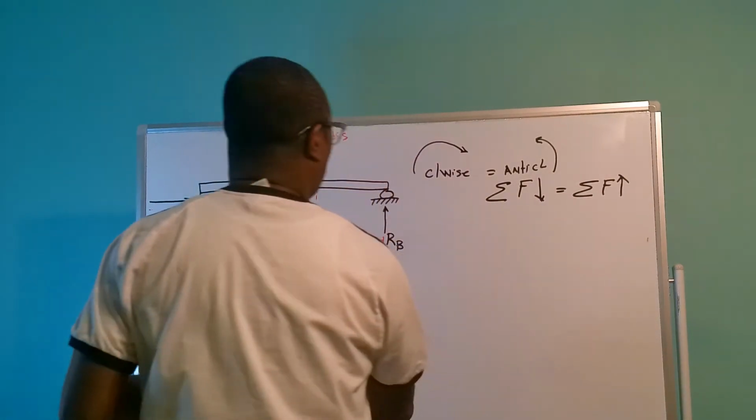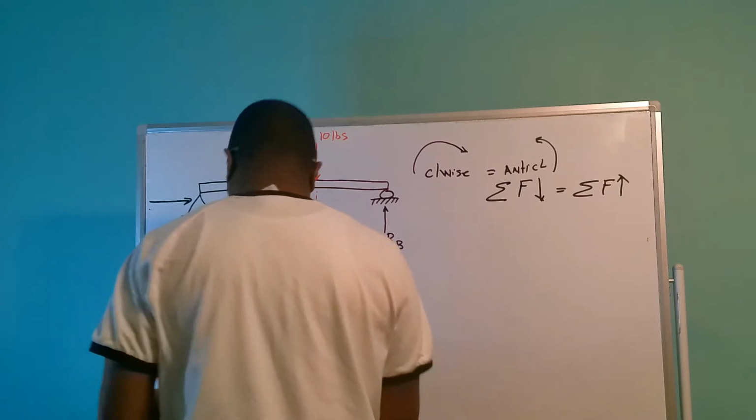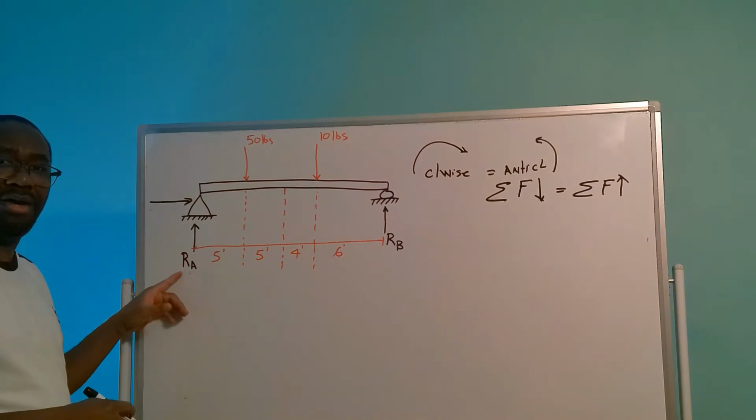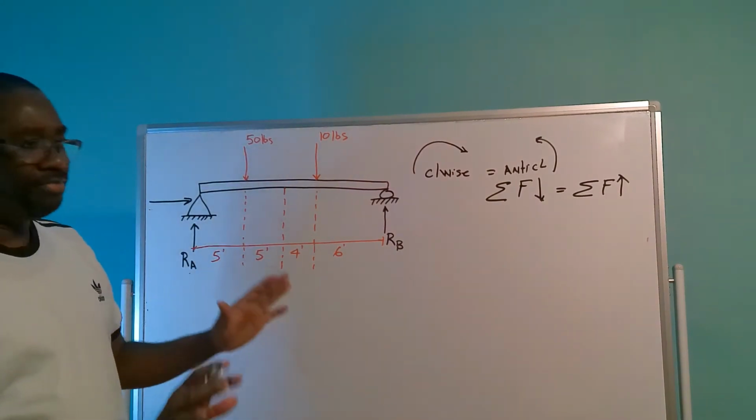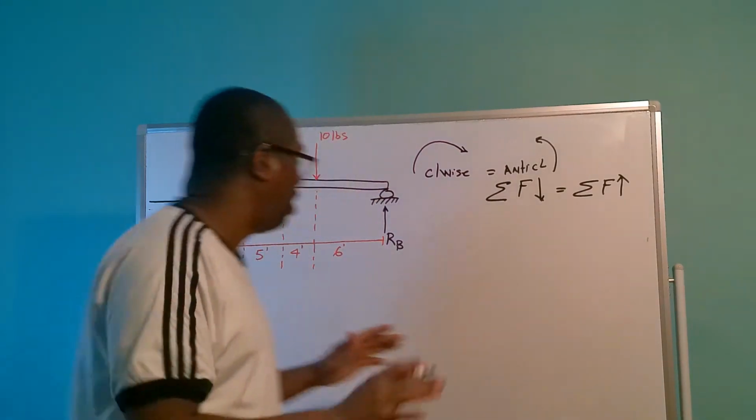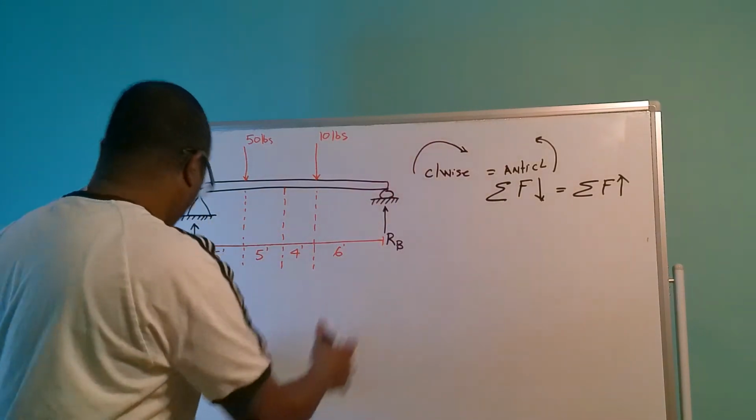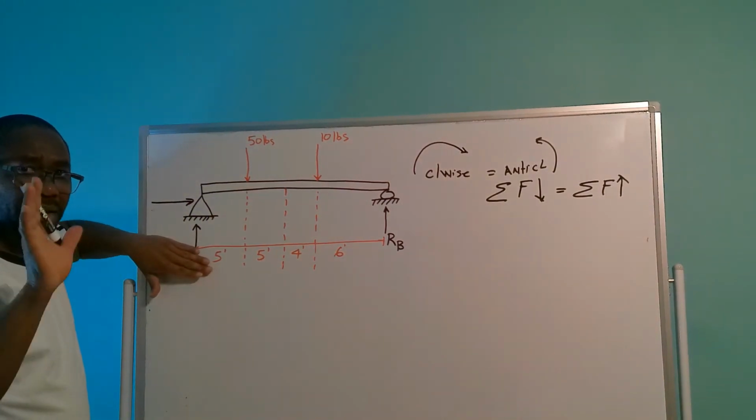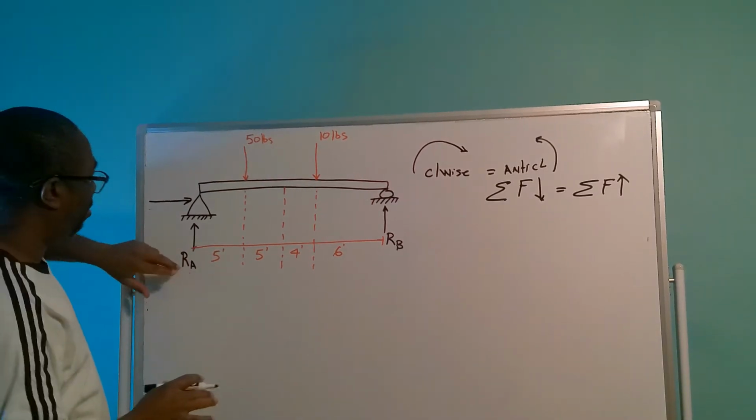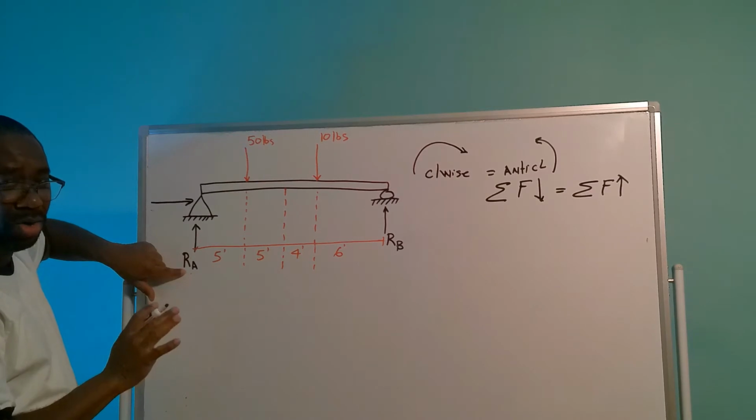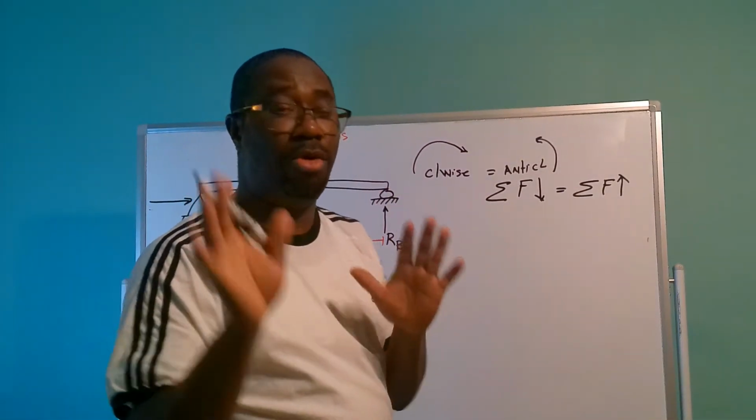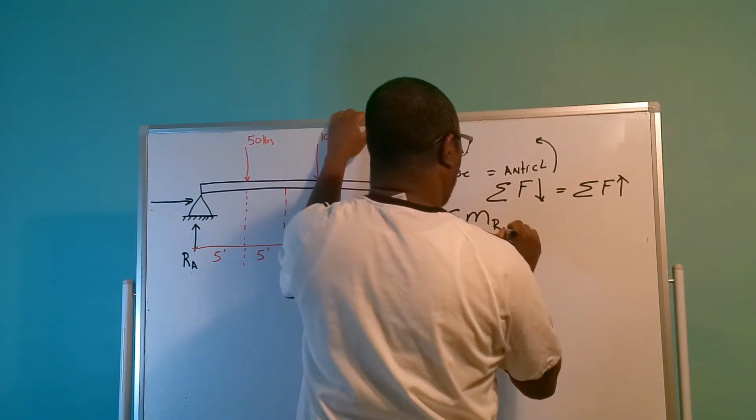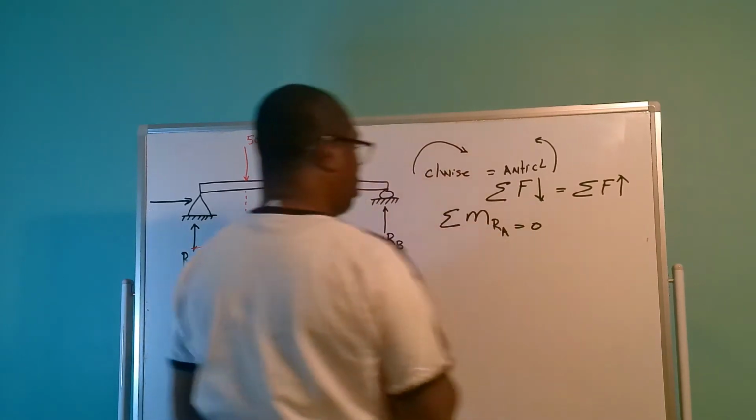So to calculate the reaction, I'm going to take moments at RA, and whenever you are taking moments at any point or at either end, that particular position where you're taking moments must be equal to 0. So the summation of moments at RA is going to equal 0 because that is where you're taking moments. So the summation of moments at RA must be equal to 0.